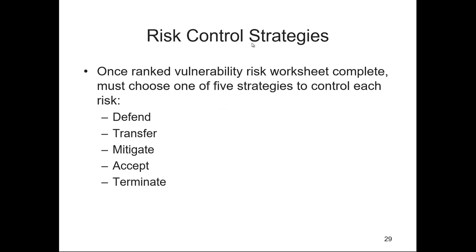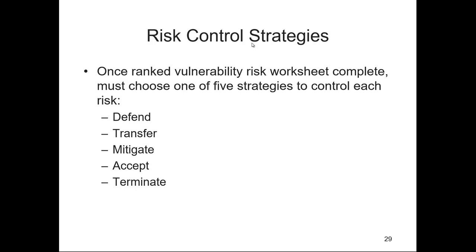In the last session, we talked about the process of identifying the organization's assets, the threats, and the vulnerabilities. Once the project team for information security development has created the ranked vulnerabilities, so once we have that documented in a worksheet, the team must choose one of four basic strategies to control the risks that result from these vulnerabilities, supported and empowered by, of course, the upper management.